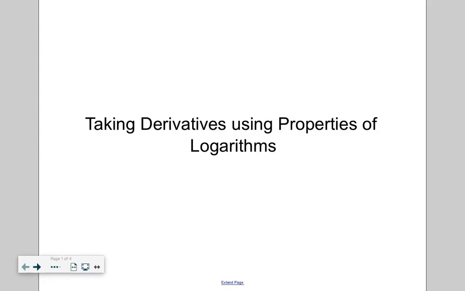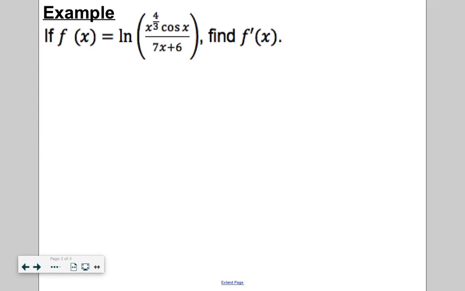Taking derivatives using properties of logarithms. So let's take a look at an example. We have an example here that says if f of x is equal to the natural log of x to the 4/3 times cosine of x all over 7x plus 6, we want to find the derivative. So we could find the derivative using our normal natural log derivative properties.